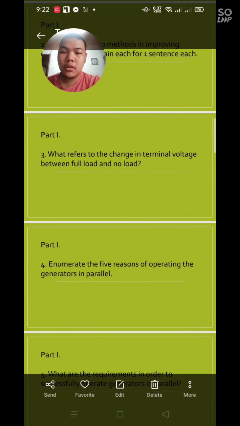So question number 3. What refers to the change in the terminal voltage between full load and no load? So it refers to voltage regulation. Because the terminal voltage of the generator at no load is higher than the terminal voltage at full load.